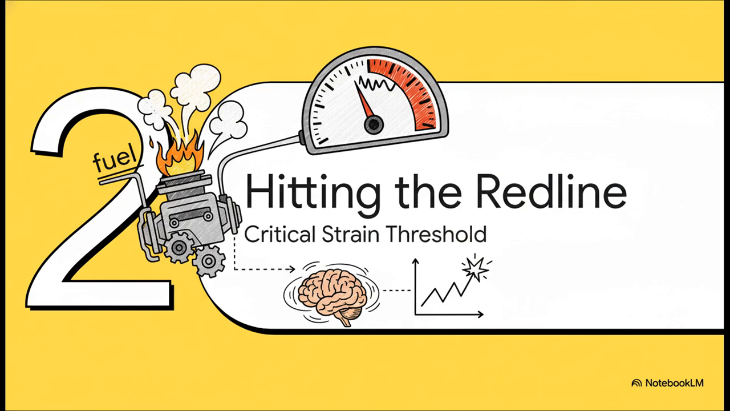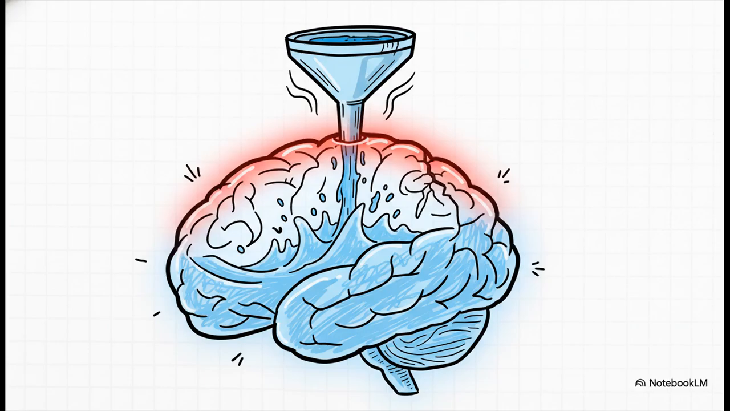So if strain is the fuel, then you know every engine has a red line. And in our dreams, this is called the critical strain threshold. It's the absolute peak of the entire experience. This equation really captures the whole idea. The climax of a dream happens when the total mental strain you're feeling, plus the extra pressure from how fast that strain is rising, finally hits the absolute maximum capacity of the system. Your brain is officially full. It's that moment where the engine just can't take any more load and something has to give.